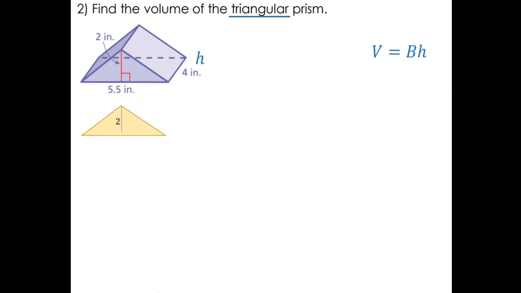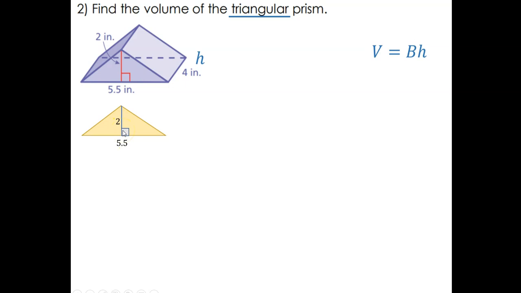So I want you to see that one more time. My base is a triangle, so I'm going to draw that triangle on its own with the dimensions they gave me for the triangle only. This 4 inches is not part of the triangle. This is part of the height of the prism. Another mistake students were making in the test we took. So these are the dimensions of my triangle that I'm going to need. The base and the height.